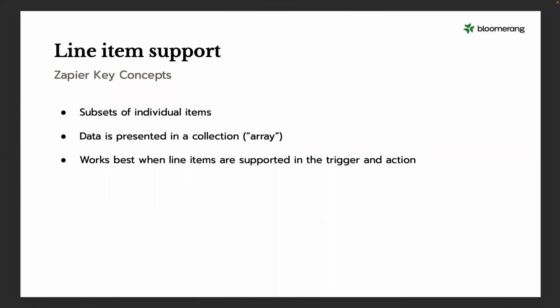This is a Zapier key concept. Line items are a subset of individual items presented in a collection of data called an array. This is a really fancy way of just saying they are almost like objects that are nested on another object. So this could be items in an e-commerce order, split transactions in Bloomerang related to a single payment, things along that nature. Line items work best in Zapier when you are using a trigger and actions that both support line items. It's really important to note that not all triggers and actions, or not all Zapier apps, will provide line item support.